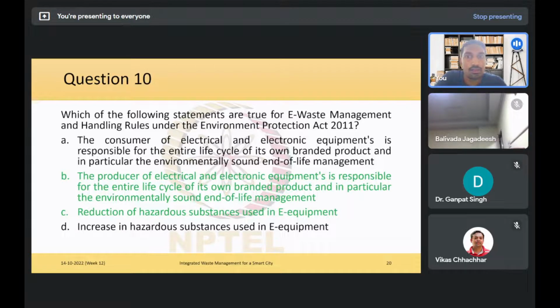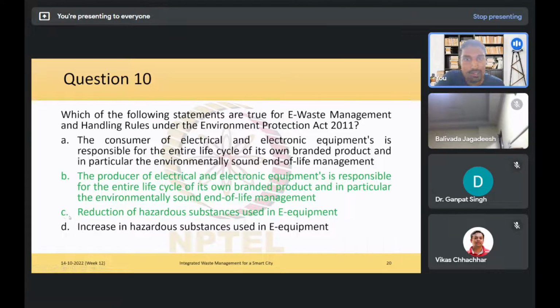The consumer is only responsible for dropping off the electronic wastes to the proper authorized facility. That is only at the end of life, so they are not responsible for the entire life cycle of the product. It is the producer who is responsible for the entire life cycle. So that's why option B is right.